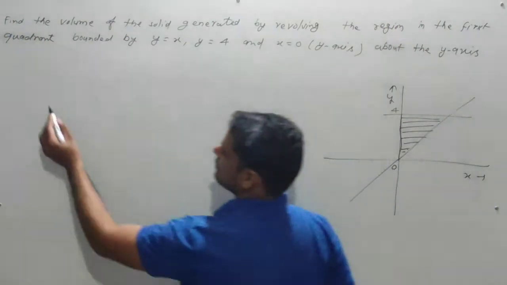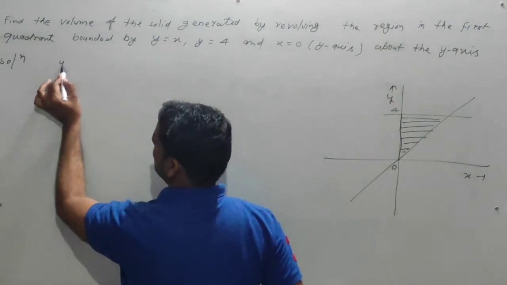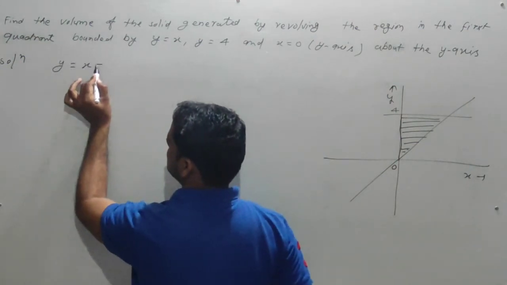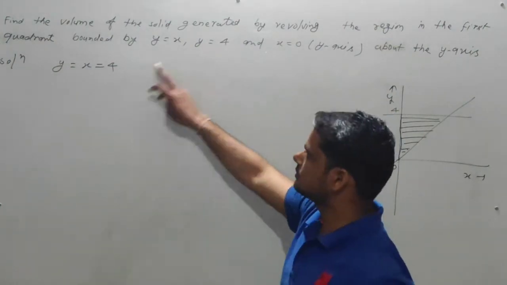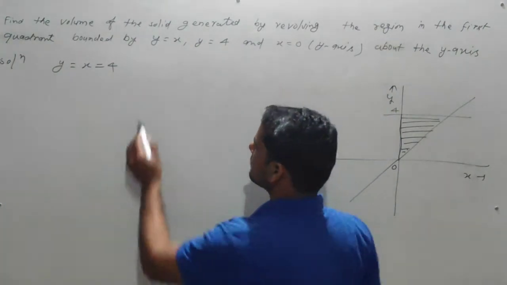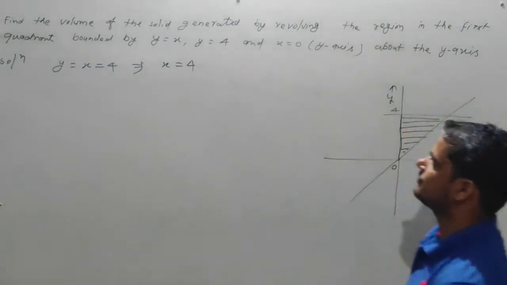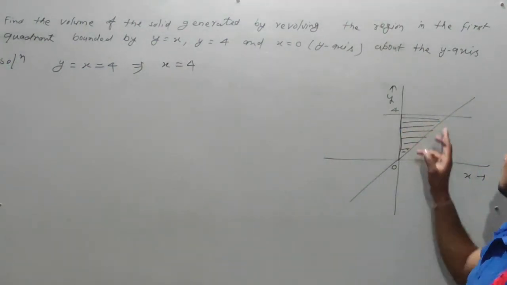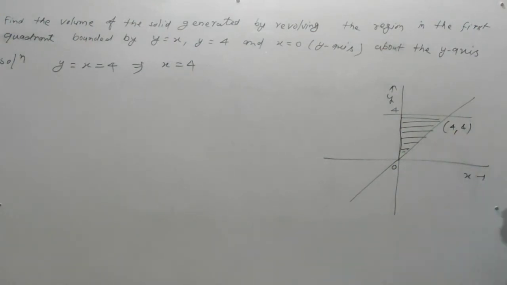Now, we know that y is equal to x is equal to 4. That implies x is equal to 4. Then the region we have is x from 0 to 4, and we have the coordinate (4, 4).